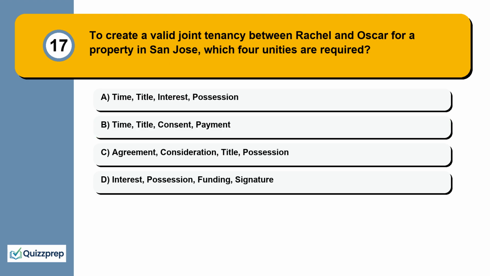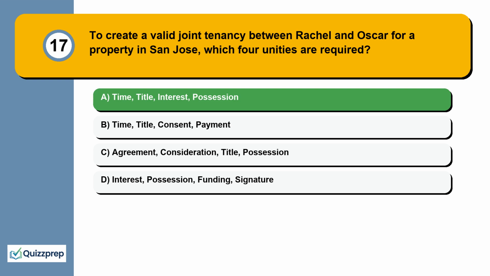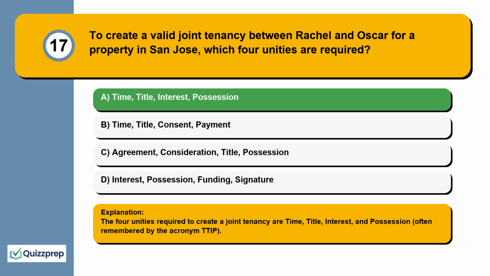Question 17. To create a valid joint tenancy between Rachel and Oscar for a property in San Jose, which 4 unities are required? Time, title, interest, possession. Time, title, consent, payment. Agreement, consideration, title, possession. Interest, possession, funding, signature. The 4 unities required to create a joint tenancy are time, title, interest, and possession, often remembered by the acronym TTIP.